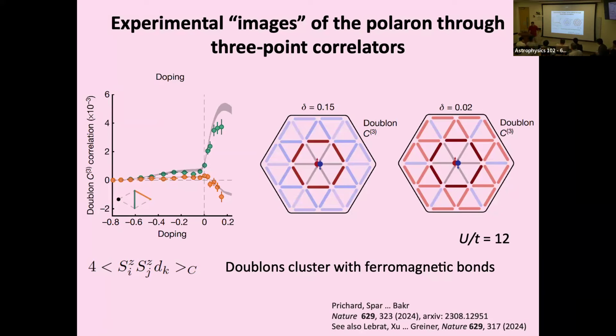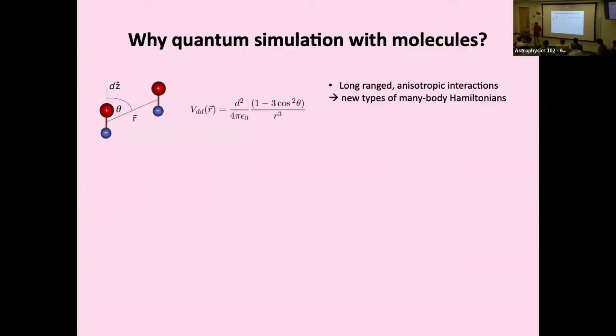All right, so now I'm going to switch gears a little bit. So far you've been seeing these Hubbard systems where the interactions are purely on site, right? And that's because atoms interact with van der Waals interactions, which are very short range. But now you could imagine you might get richer Hamiltonians if you go to Hamiltonians where you have off-site interactions in the lattice, right?